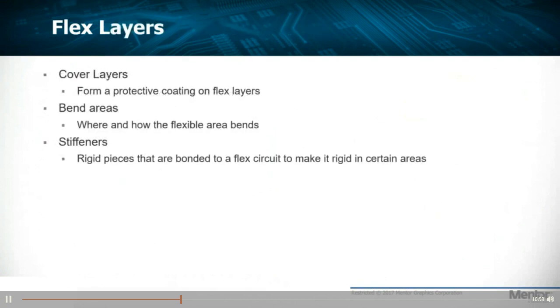Okay, so just a quick covering on what happens in the flex layers that we define in our board. There are essentially three unique layers that we have to define in a rigid flex design. That's cover layer, which forms a protective coating on our flex layers. Bend areas, which determine how much our flex design is going to bend. And then stiffeners, where the rigid meets the flex and is bonded to make it rigid in certain areas of that flex design.